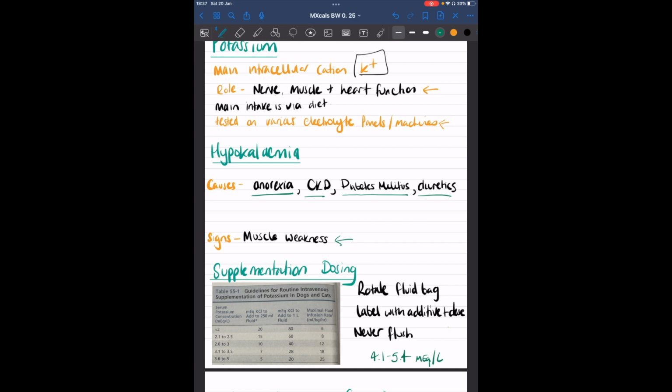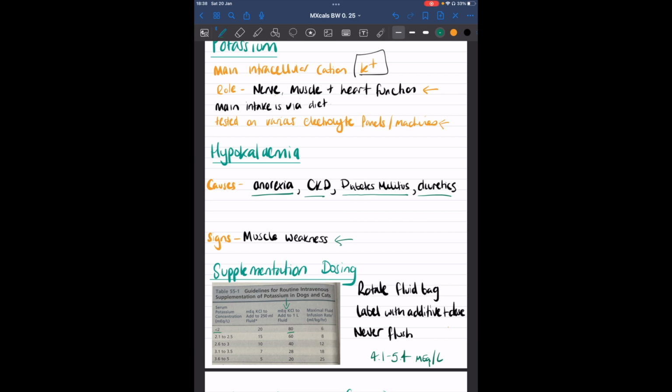So under 2 is really severely low, and for this we'll just go with a 1 litre bag here because it's kind of the most commonly given. We don't often give 250 ml fluid bags, but ideally your vets will be guided to supplement with 80 milliequivalents per litre. So that's putting 80 milliequivalents or millimoles into a 1 litre Hartmann's bag if that's what the patient was on.